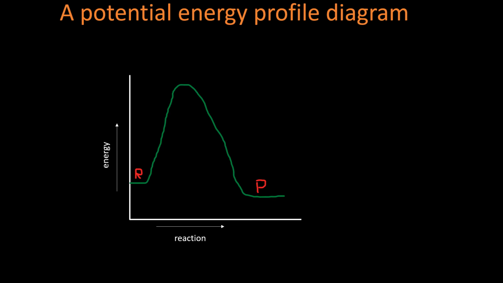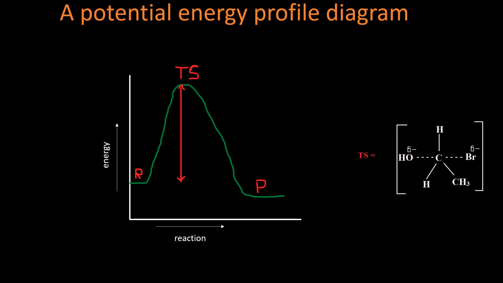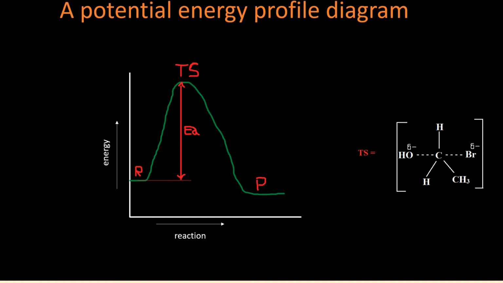The peak of the graph represents the transition state, and the energy required to reach the transition state is called activation energy. In fact, activation energy is the minimum energy required to start a reaction, while the transition state is the highest potential energy along a reaction coordinate. For our reaction, because it is happening in one step, it will have only one transition state, thus one peak.